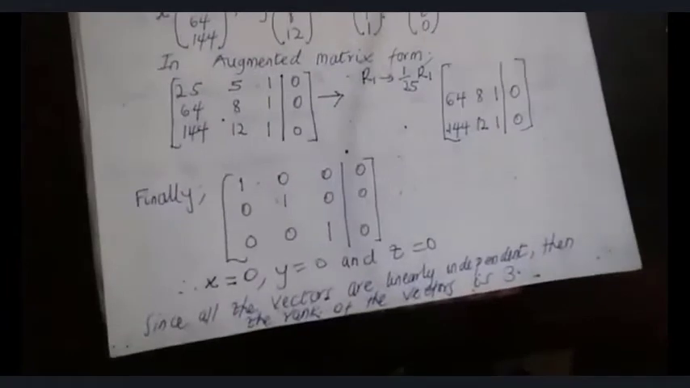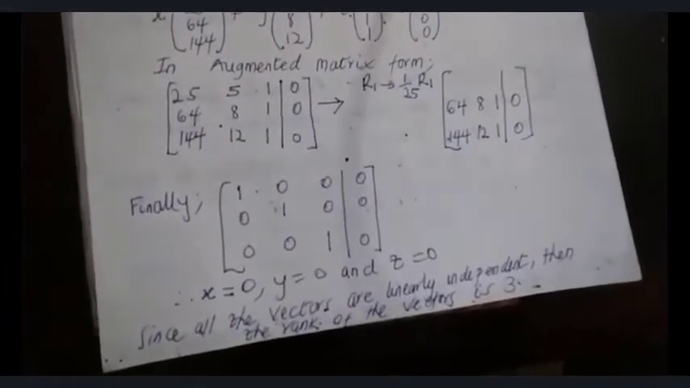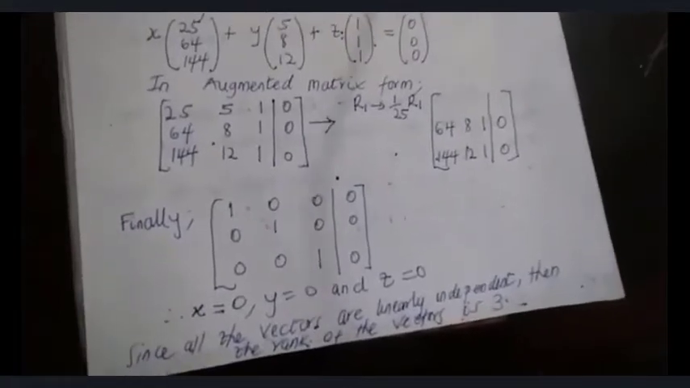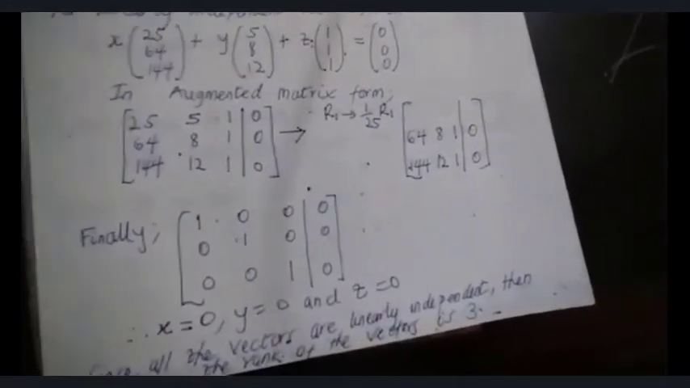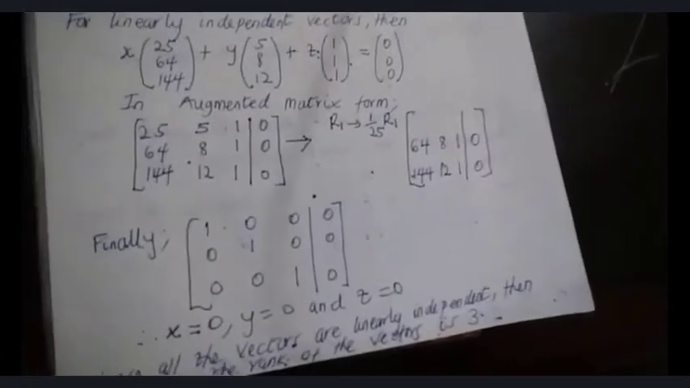Okay. So we realize that all the unknowns are giving us zeros. So it means that all the set of vectors are linearly independent. Yours is just to count the set of vectors, which is 3. So it's a 3 by 3 what? Matrix. So the vectors are also 3. So it means that the rank of the vectors is going to be 3.